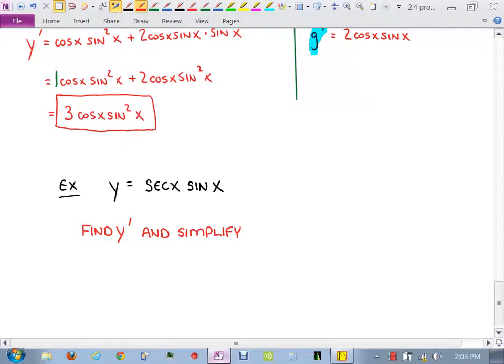There's other ways to do this problem, but I want you to use the product rule, okay? If you get it, let me know.